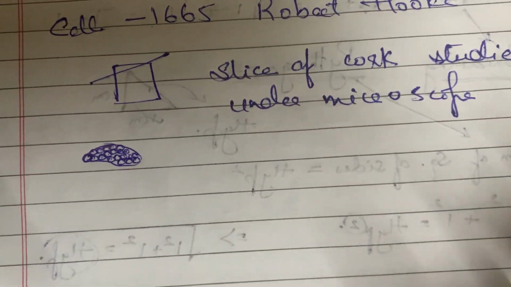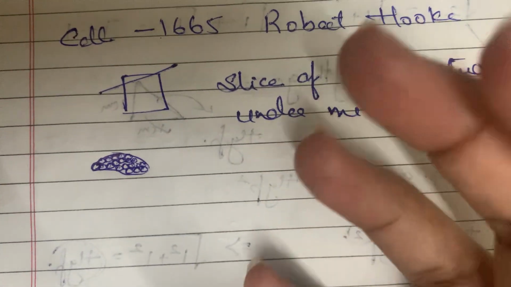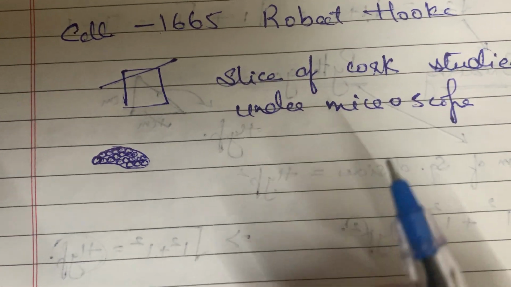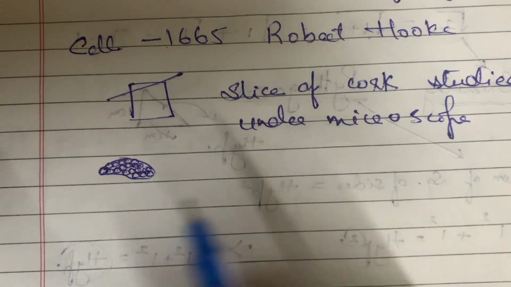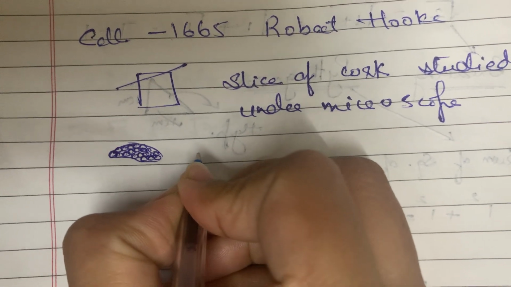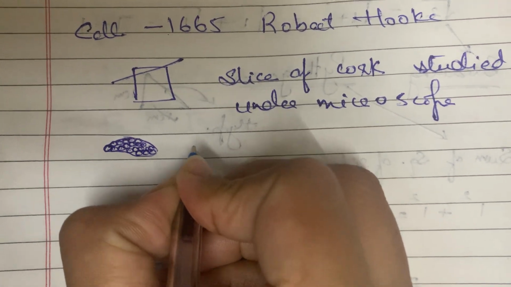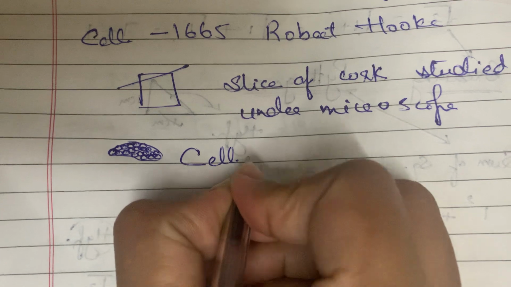but it is made up of many numerous tiny compartments which are combined together in the form of a honeycomb structure. And because they were very tiny structures, it was given the label cell.